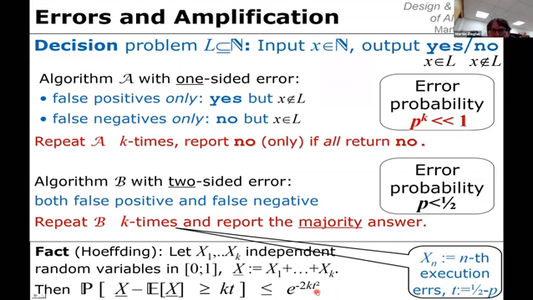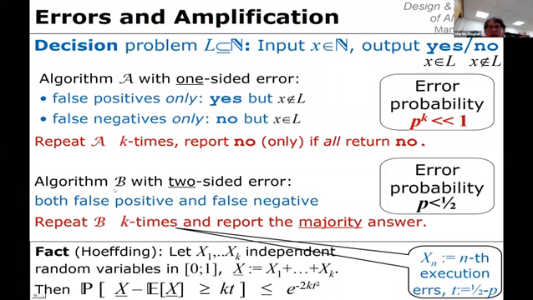Or put differently, if we repeat the algorithm B 200 times, then the error probability will be less than 2 to the minus 100, right? So E is greater than 2, and K 200 divided by 2. That means the error probability will be less than 2 to the minus 100. So again, we will be in the same realm as a superficially deterministic algorithm.